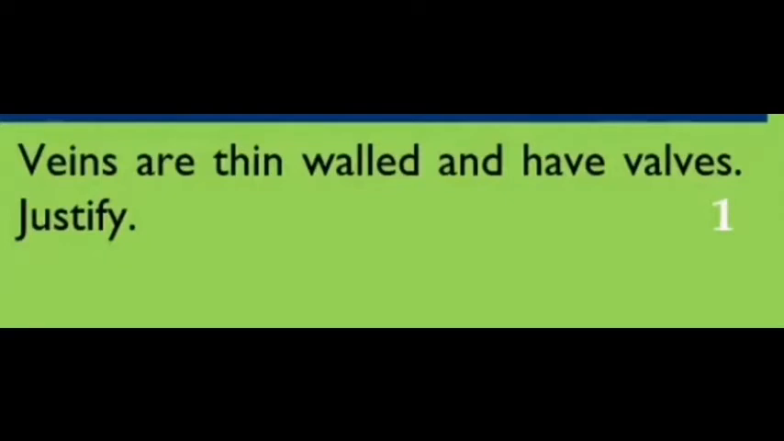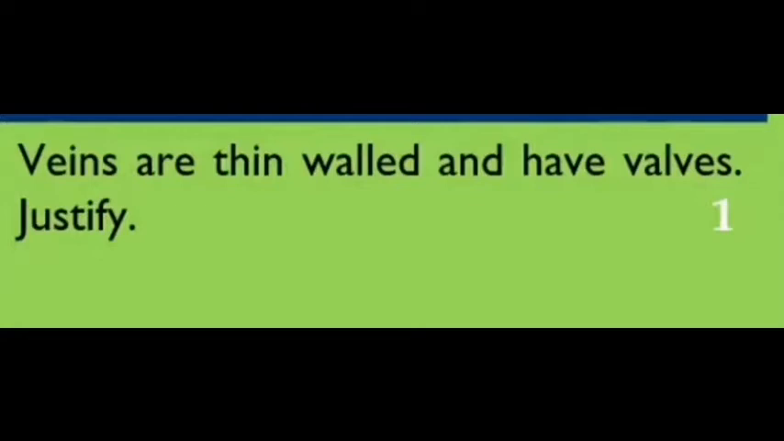In your model question paper, from section A, if we take question number 10, what is the question? Veins are thin-walled and have valves. Justify. What are veins? Veins are the blood vessels which collect the blood from different parts of the body to the heart, so the blood does not have any pressure. So, no need of thick walls, and also there is a chance of backflow of blood as there is no pressure. So, to avoid the backflow, there are valves in the veins.